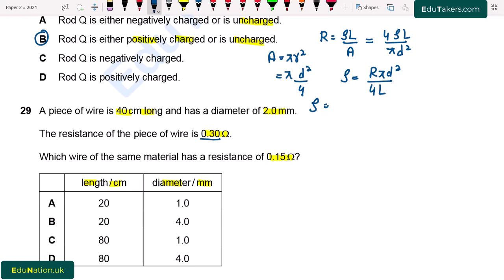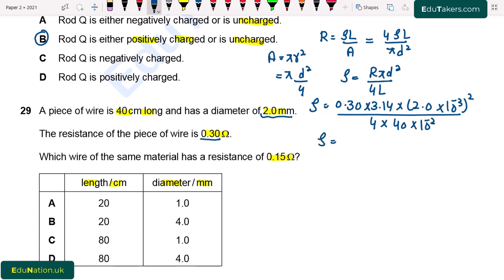Resistance is given 0.30, pi is 3.14, diameter is 2.0 millimeter. And we have converted this into meters and taken its square, divided by 4 multiplied by length, which is 40 centimeter. So the resistivity comes to be 2.35 into 10 to the power minus 6 and the unit is ohm meter.